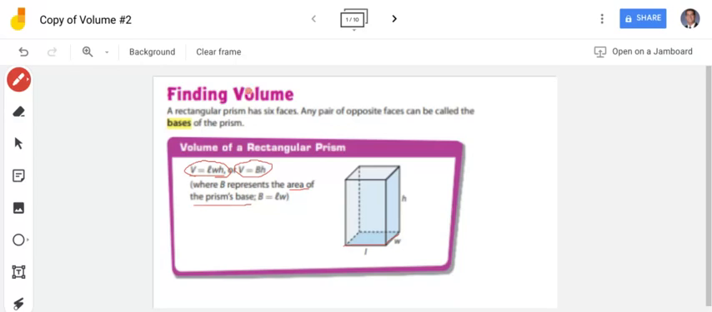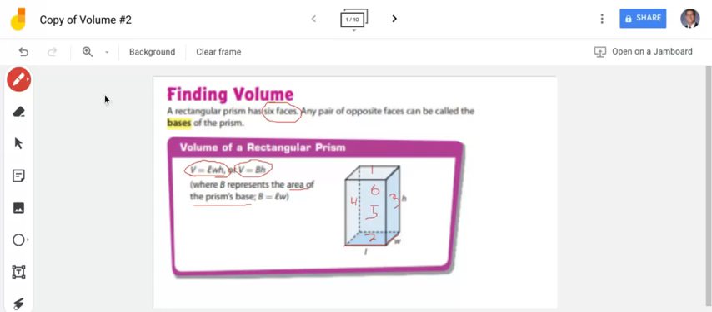Okay, right here it says this rectangular prism has 6 faces, right? We have the top one, we can call that 1, and the bottom would be face 2. We have the side faces, let's say this is 3, and let's say this is 4. And we have the front face and the back face. So let's say this is 5, and the back face would be face 6.